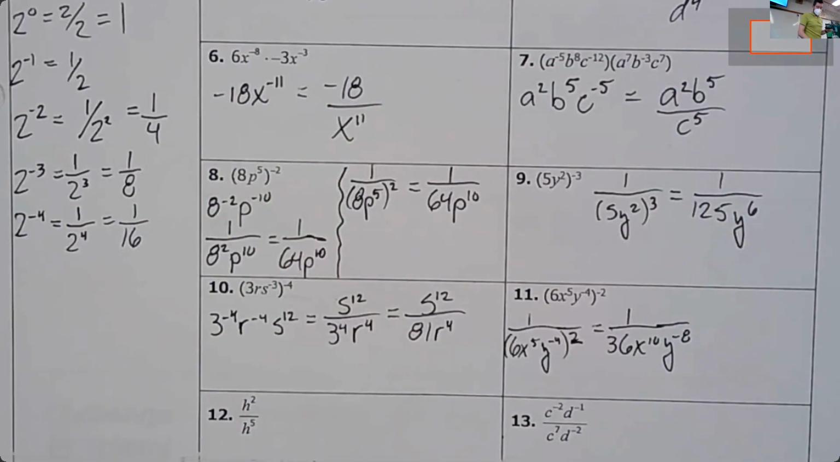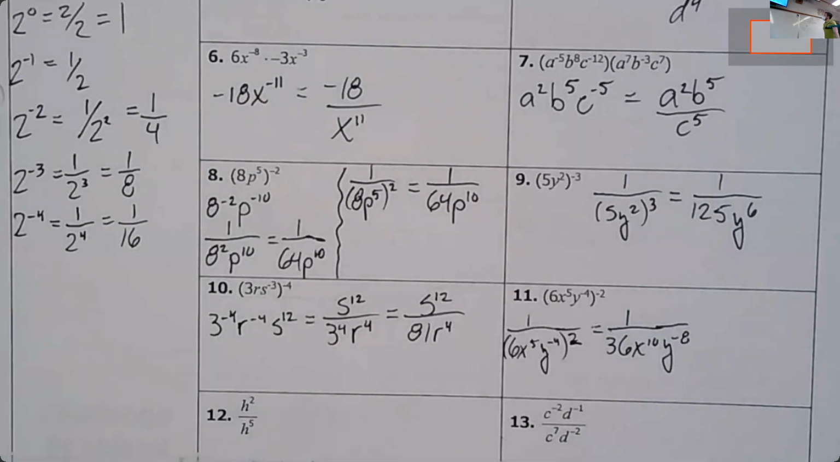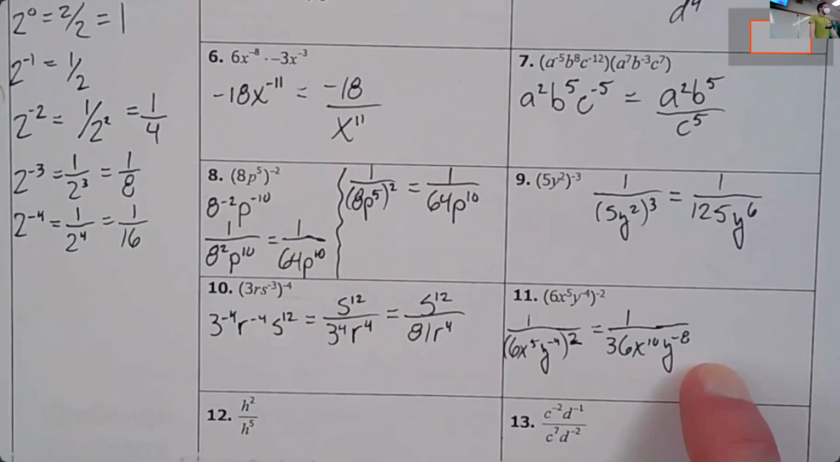Now, here's the first time that we have seen a negative exponent on a denominator. Does anybody have any ideas on what we could do to make this y to the negative 8 a positive exponent? Because we can't have negative exponents in our answer or in our simplified form. Kelly, what do you think? Move it to the top, exactly.